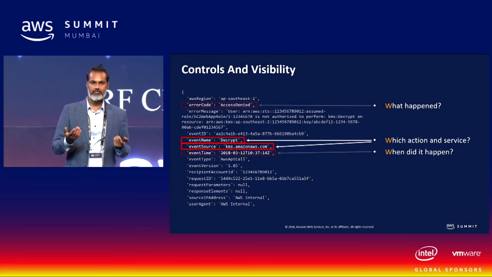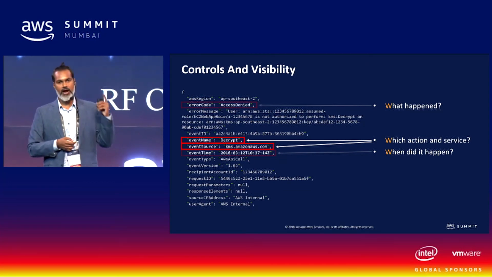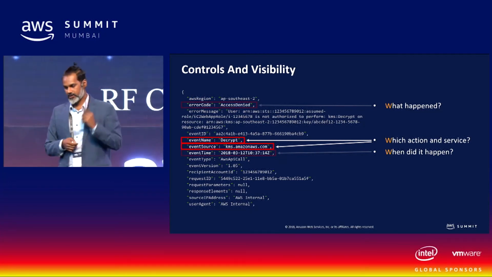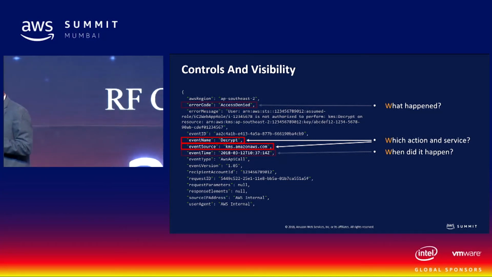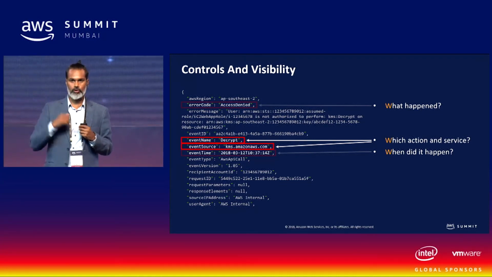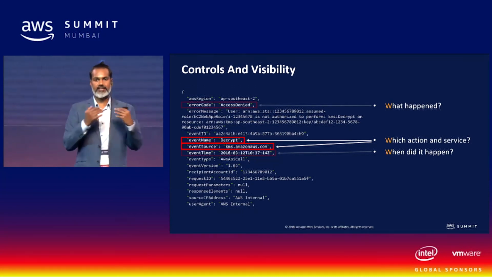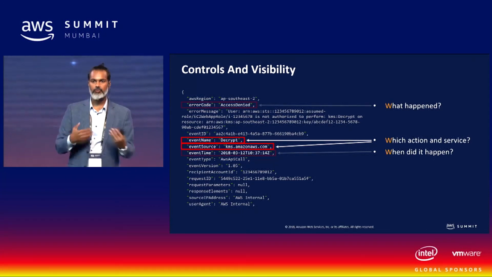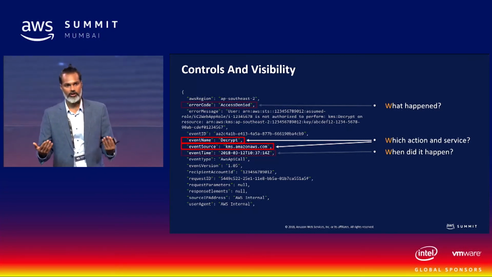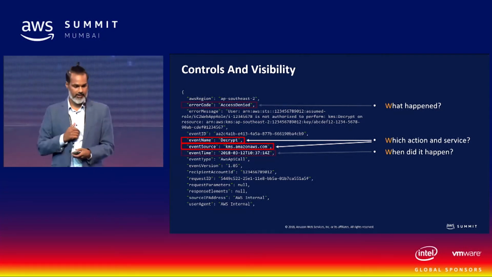Which action was taken by the service? It tried to decrypt. So someone is trying to decrypt data which is stored in an S3 bucket, but then access has been denied. So this is an event which I need to be aware of, to know who's trying to decrypt my data.